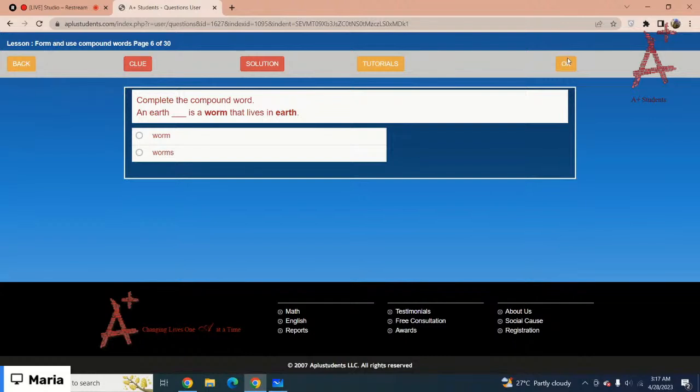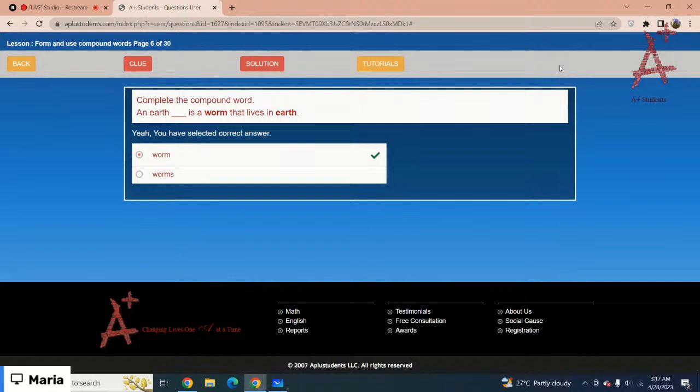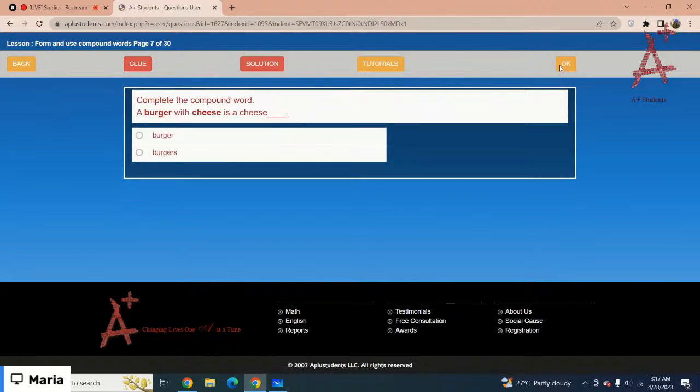An earth dash is a worm that lives in earth. So which is the correct option? An earthworm is a worm that lives in earth. So basically, you have to combine these two highlighted words to make the complete word. Got it? You can combine earth and worm, so together they make earthworm. Got it? A burger with cheese is a cheeseburger.